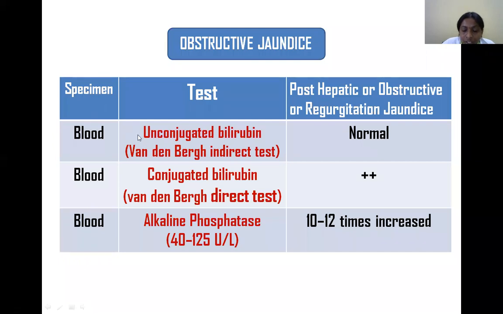Obstructive jaundice: here the specimen is mainly serum or blood. The tests are for unconjugated bilirubin and conjugated bilirubin. For unconjugated bilirubin, the Van den Bergh indirect test is normal in post-hepatic jaundice. For conjugated bilirubin, the Van den Bergh direct test is positive in post-hepatic jaundice. Alkaline phosphatase ranges 40 to 125 units per liter, but here it is increased 10 to 12 times.